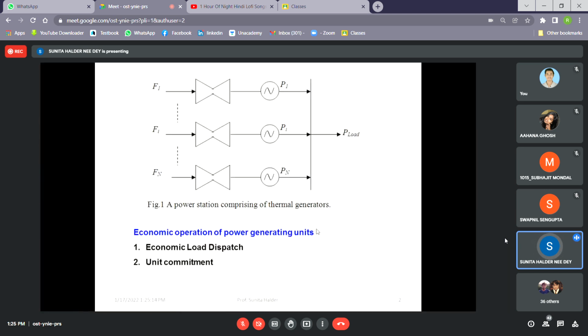Economic operation of power generating units. What does it mean? Say, here these symbols are symbols of turbines, right? So actually, for any type of power generation, there is a cost involvement. And that will be reflected when we are supplying to the load.